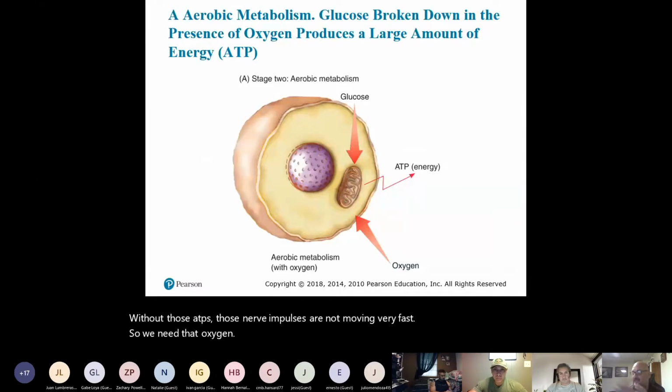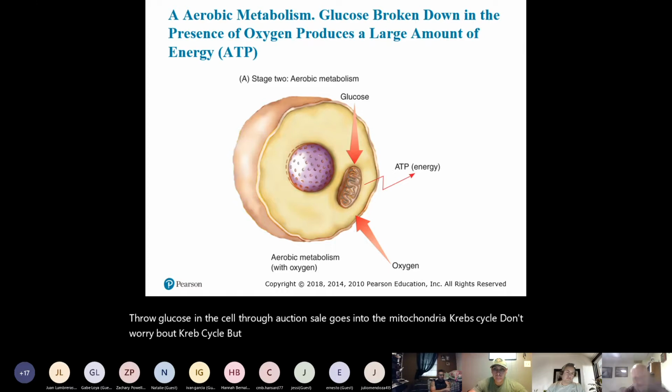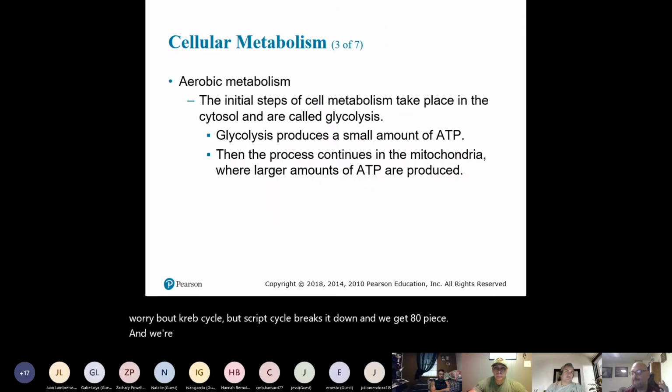So here's what it looks like. There's the cell. You got all that junk in the cell. There's the mitochondria. Throw glucose in the cell, throw oxygen in the cell, it goes into the mitochondria, Krebs cycle. Don't worry about the Krebs cycle, but it's a Krebs cycle. It breaks it down, and we get ATPs. And we're happy. Happy as a clam.